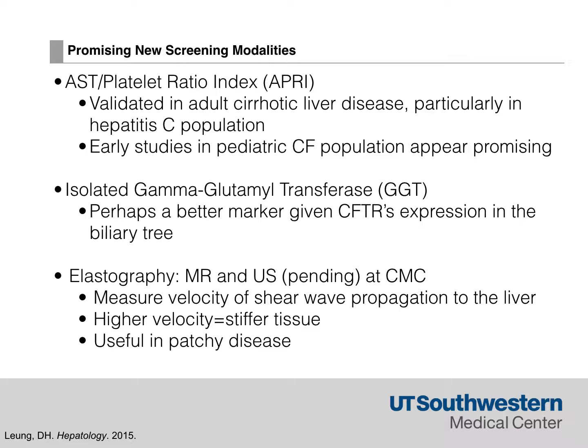Elastography is a type of imaging. It can be done with MR and ultrasound. It measures velocity of shear waves propagating to the liver, and higher velocities indicate stiffer tissue. The advantage with these tests is that they are non-invasive and may be useful in patchy disease such as CF liver disease.